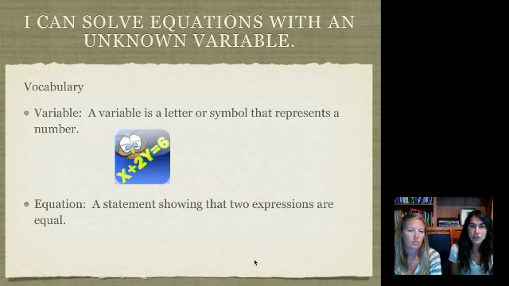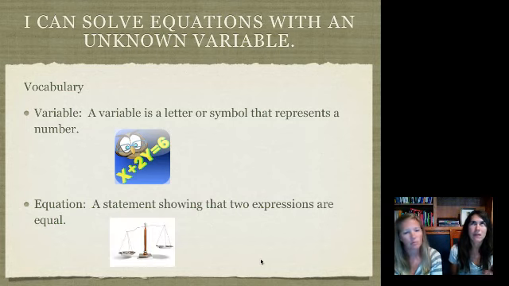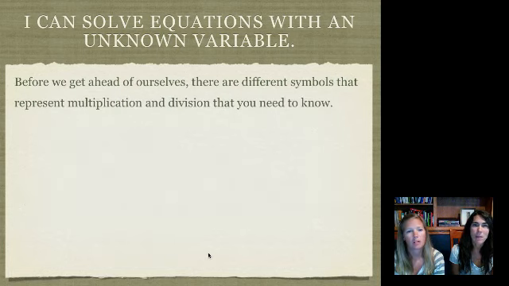Now, an equation too is a statement showing that two expressions are equal. And I always think in my mind of a balancing scale, how you want to equal those two sides out. So that is your vocab.